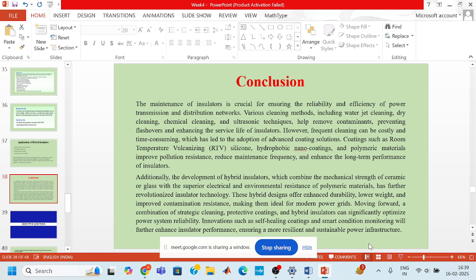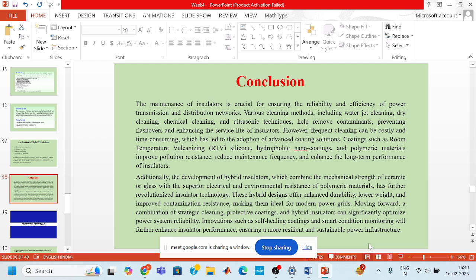So the conclusion of this presentation is that, as we know, the maintenance of insulators is very crucial for ensuring the reliability and efficiency of power transmission and distribution networks, and various cleaning methods including water jet cleaning, dry cleaning, chemical cleaning, and ultrasonic techniques help remove contaminants, prevent flashovers, and enhance the service life of insulators. However, frequent cleaning can be costly and time consuming, which has led to the adoption of advanced coating solutions.